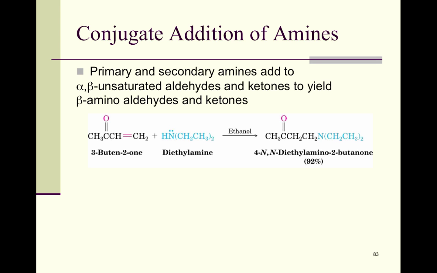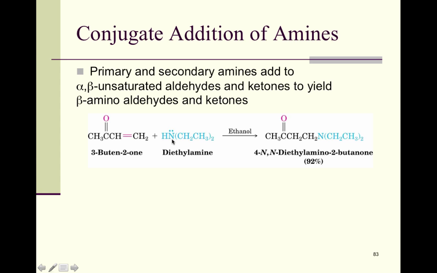Primary and secondary amines add to alpha-beta unsaturated aldehydes, there we are again, and ketones to yield beta-amino aldehydes and ketones. All right, 3-buten-2-one. This is a ketone, ONE ending. My ketone is on carbon number 2. I have a double bond starting on carbon 1, 2, 3. This is an alpha-beta unsaturated ketone.